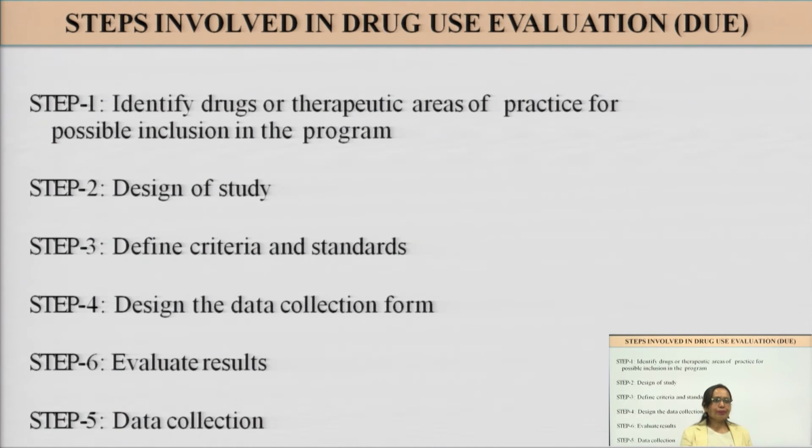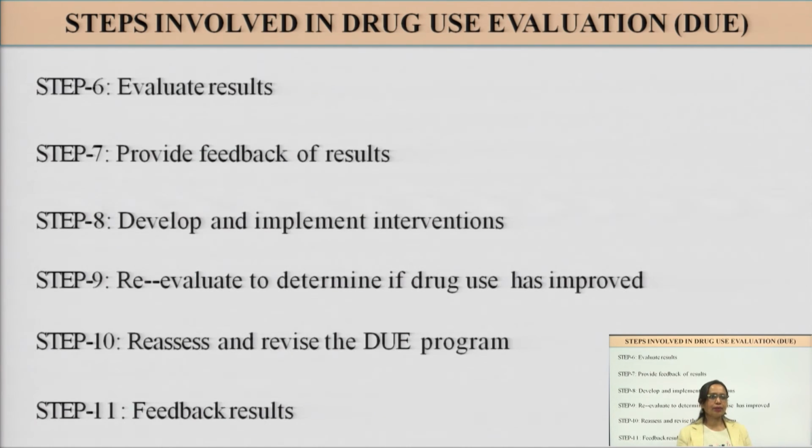So, the different steps involved in drug use evaluation are: step 1, identify drugs and therapeutic areas of practice for possible inclusion in the program, and the next step is designing the study. The third step is to define criteria and standards. The next step is to design the data collection form, and the sixth step is evaluating the results. And the last step is the data collection, for which we are doing all this, and we will collect the data and we will evaluate.